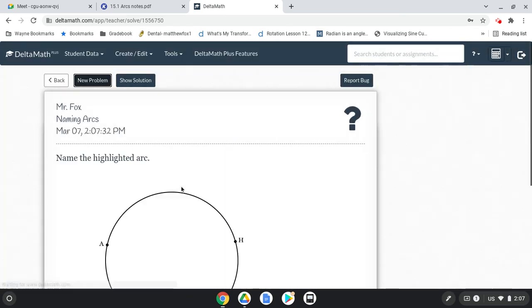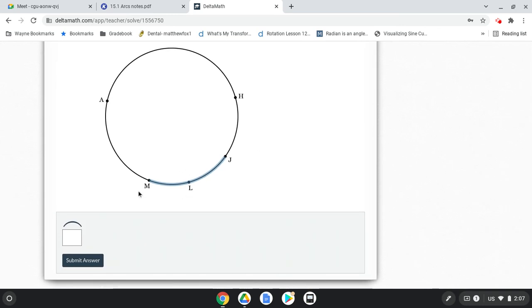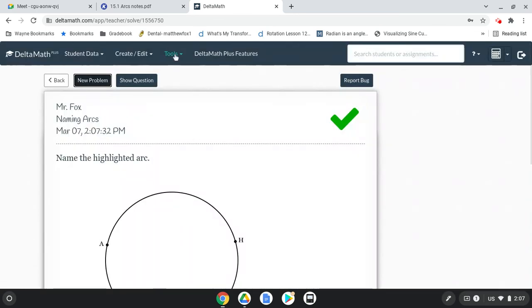Now let's see, here's a minor arc. For the minor arc, you just do the endpoints. So either JM or MJ. That will be your answer.